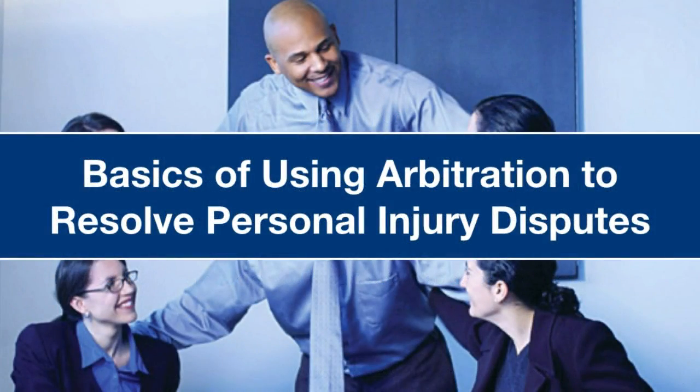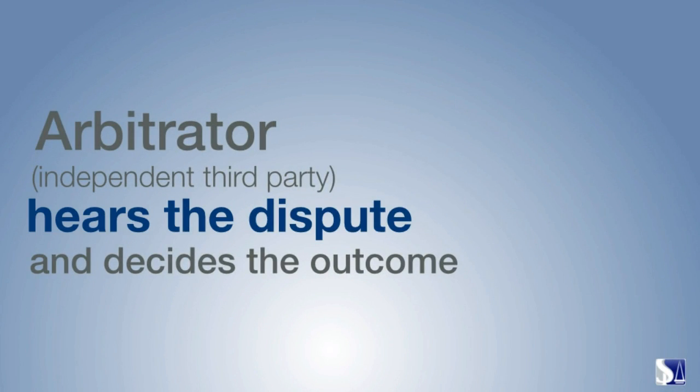Hello and welcome to this video talk on the basics of using arbitration to resolve personal injury disputes. Arbitration is a method of alternative dispute resolution used to settle disputes between two parties outside a court of law. Both parties agree on an independent third party, called an arbitrator, to hear their dispute and decide the outcome. In most instances, both sides are bound by the arbitrator's decision.